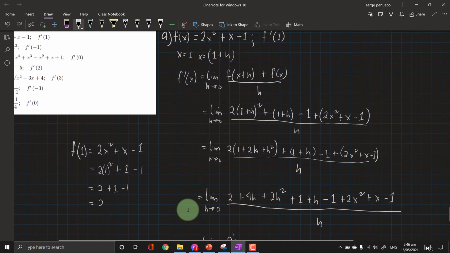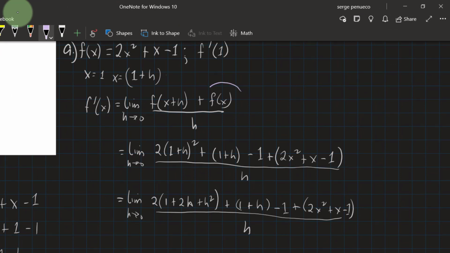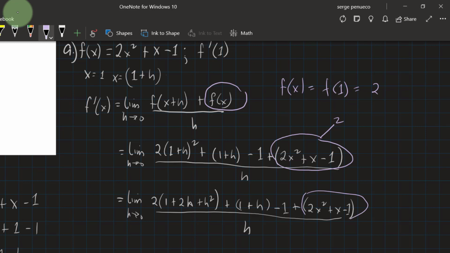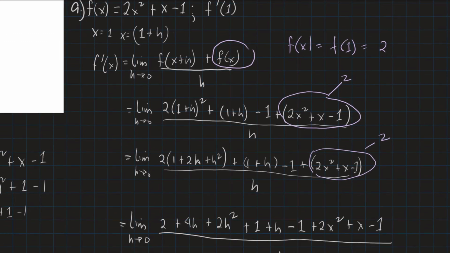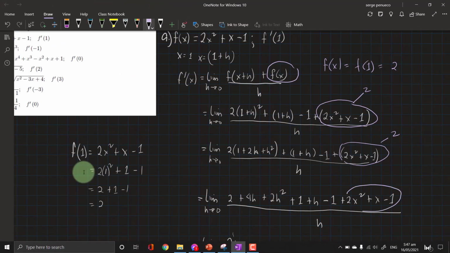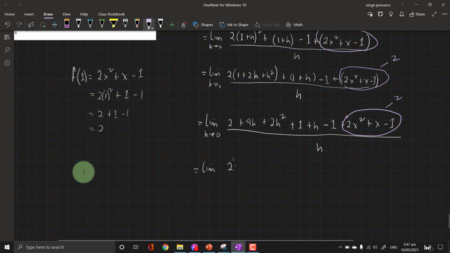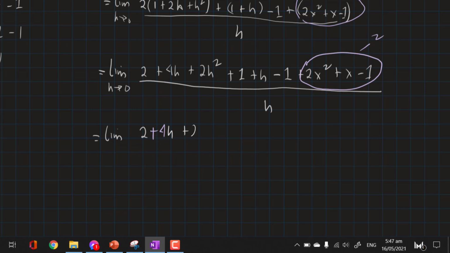So, in this case, itong f of x natin sa formula, this is our f of x. This is our f of x. Papalitanin natin lahat ito ng f of x. Anong f of x? F of x is equal to f of 1, which is equal to 2. Papalitanin natin lahat ito ng 2. So, this is equivalent to 2. And also, this is equivalent to 2. I-rewrite lang natin. So, this will become 2 plus 4h plus 2h squared plus 1 plus h minus 1. Ito, palitanin natin ito ng plus 2. Plus 2 all over h as h approaches 0.